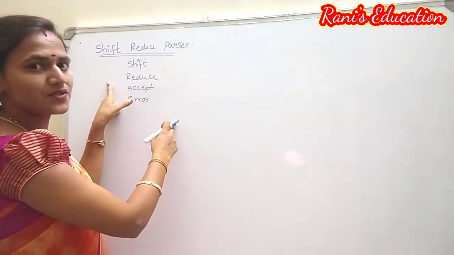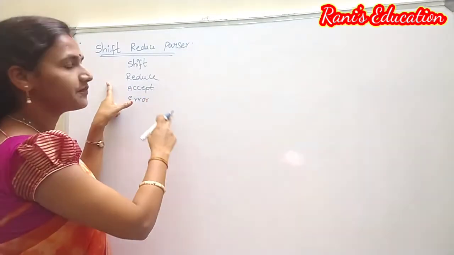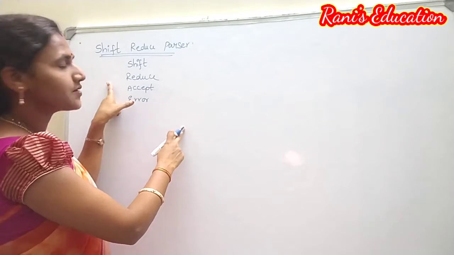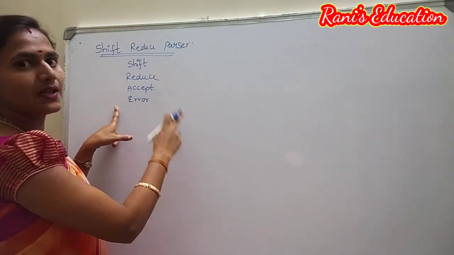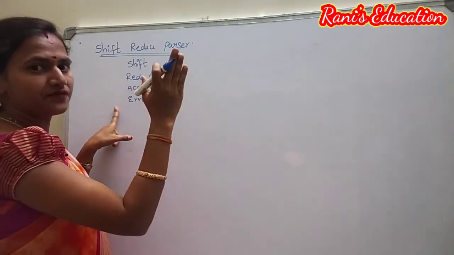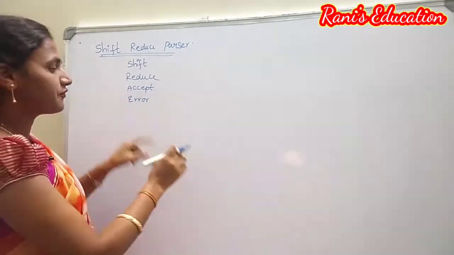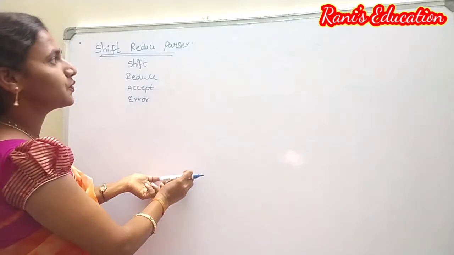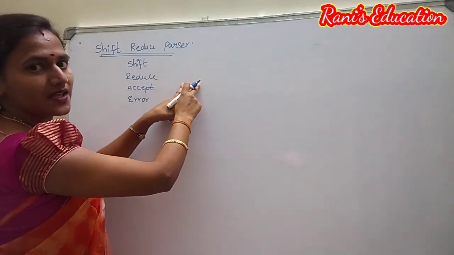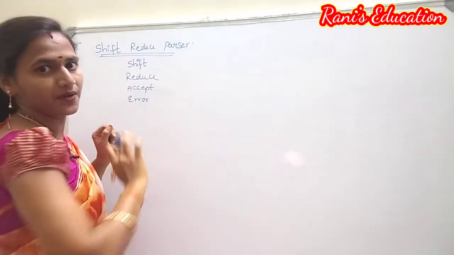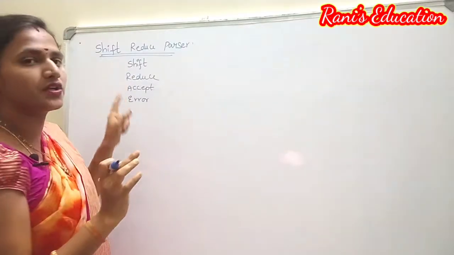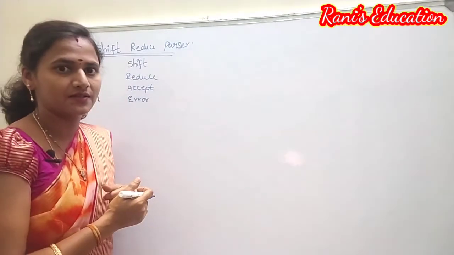Shift reduce parser is one of the classifications of bottom-up parsers. So we are going to construct the parse tree from leaf nodes to root node. That means from terminals, we are going to construct the start symbol of the grammar. Let's see how we are going to work with this shift reduce parser.